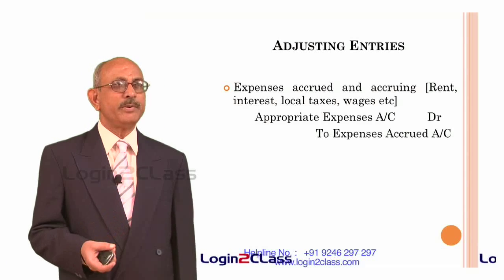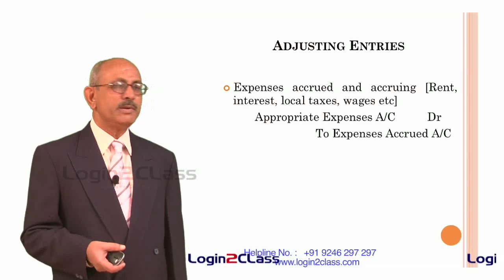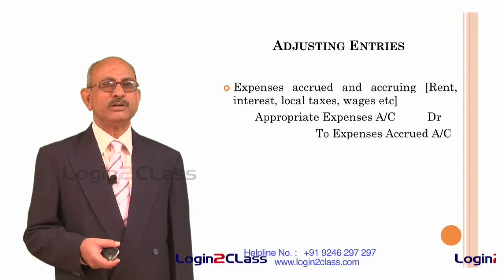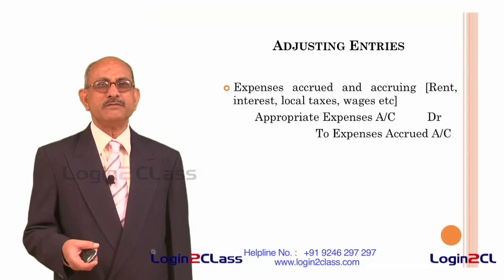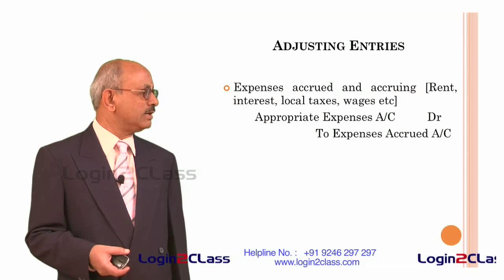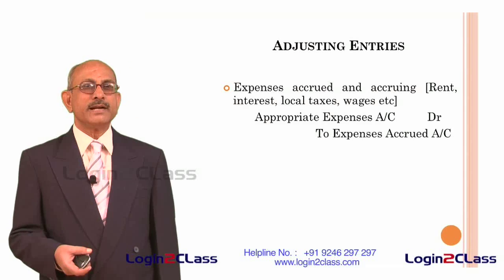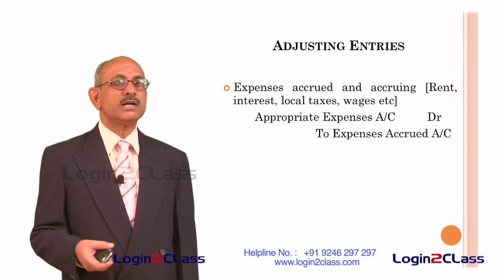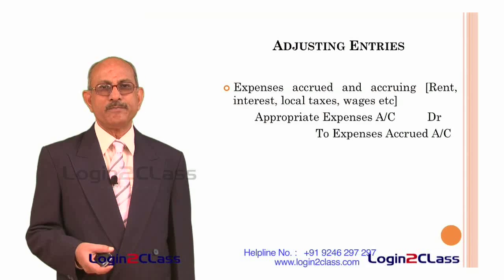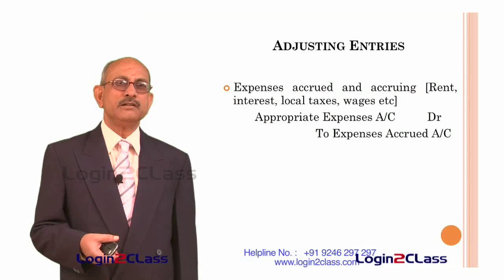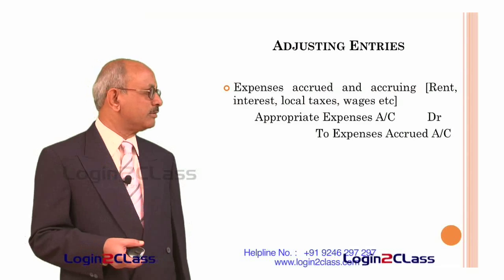though they have paid in the next accounting period, they have to be accounted for as expenditure pertaining to this year. For that, what we do is we debit the appropriate expense account. If it is wages, we debit the wages account and credit the expenses accrued account. That means it is an expenditure which has been incurred but not yet paid, and which will be reversed at the beginning of the next accounting period.